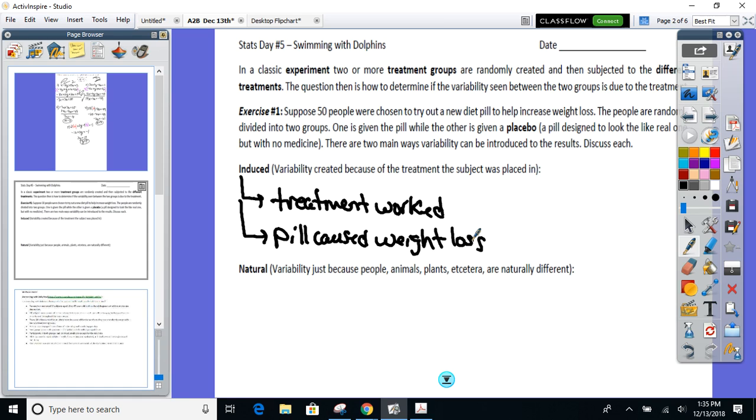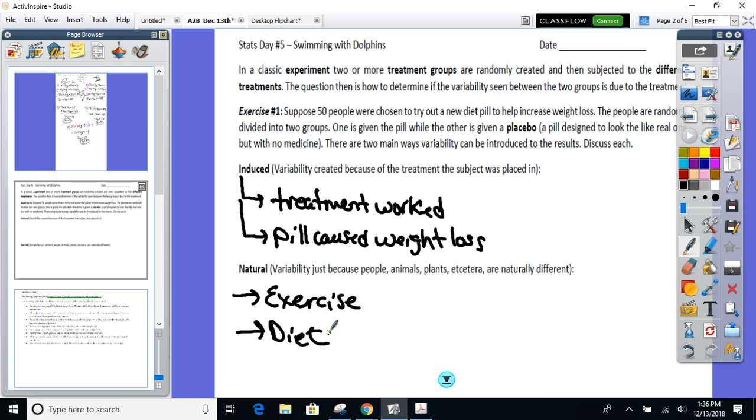But what if it wasn't the pill? Then we have natural causes. Anybody can think of any causes that might make them lose weight other than that pill? Yeah. Exercise, right? Maybe not because of the pill, just because one group exercised a little more than the other. That's a natural cause, not the pill. Anything else that may have caused one group to lose weight, not because of the pill, but by diet? Yeah, maybe it was the diet. Maybe it wasn't the pill. All these other factors are called natural causes.